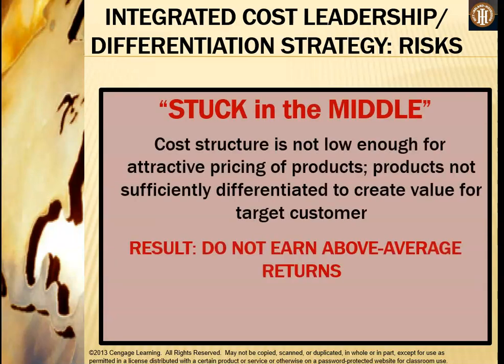So for stuck in the middle, the cost structure is not low enough for attractive pricing of products, and the products are not sufficiently differentiated to create value for target customers. And the result may be that you do not earn above average returns.